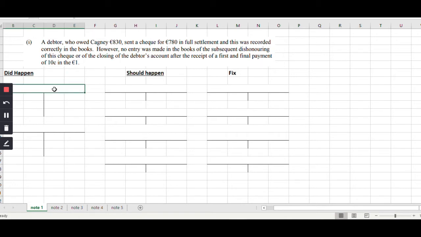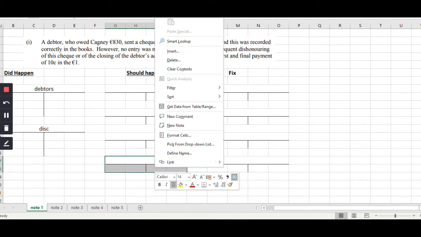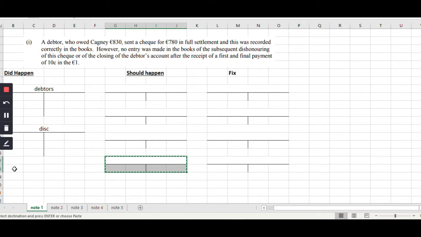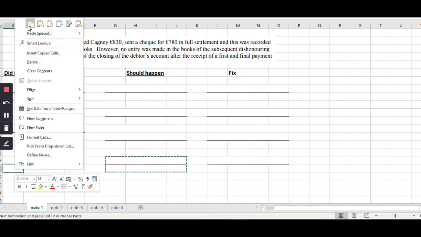So what did happen in this question was correct. There was a debtor's account, there was a discount account, because you can see that the debt was €830 and a cheque was sent for €780, so there must have been discount, and a cheque would always come from the bank account, so there would be bank as well.